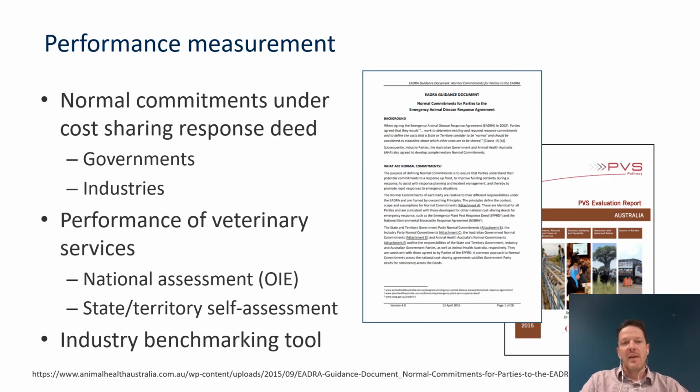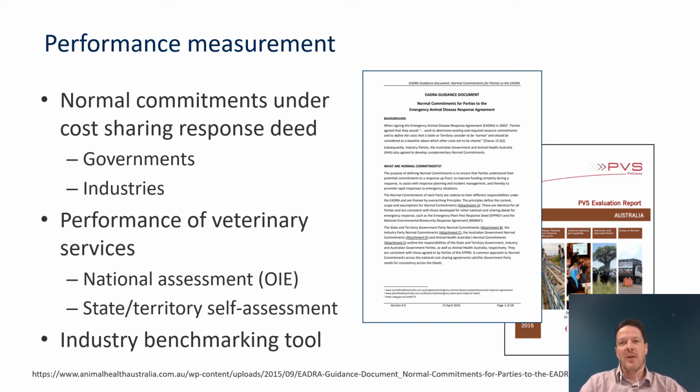So on to a case study about qualitative performance measurement. As I mentioned before, Australia has a cost-sharing deed between governments and industries that sets out how we would collectively make emergency management decisions in disease outbreaks and also share response costs. This deed also has some provisions around so-called normal commitments that each of the parties must meet in peacetime to fulfil their responsibilities of the deed.